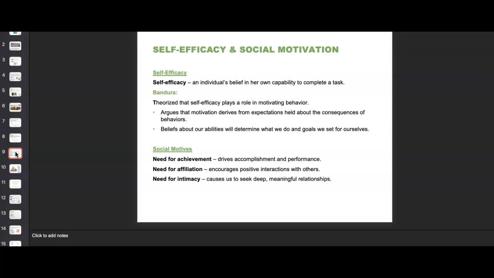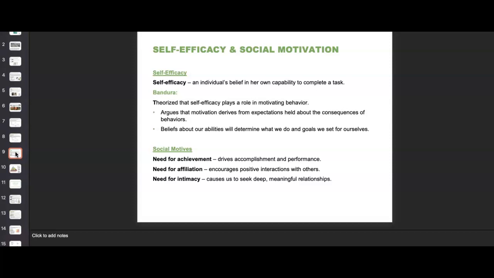If we're talking about motivation, it's also important to talk about self-efficacy and social motivation. Self-efficacy is an individual's belief in her own capabilities to complete a task. Albert Bandura theorized that self-efficacy plays a role in motivating our behavior. They argued that motivation derives from expectations held about the consequences of our behaviors. Beliefs about our abilities will determine what we do and goals we set for ourselves.